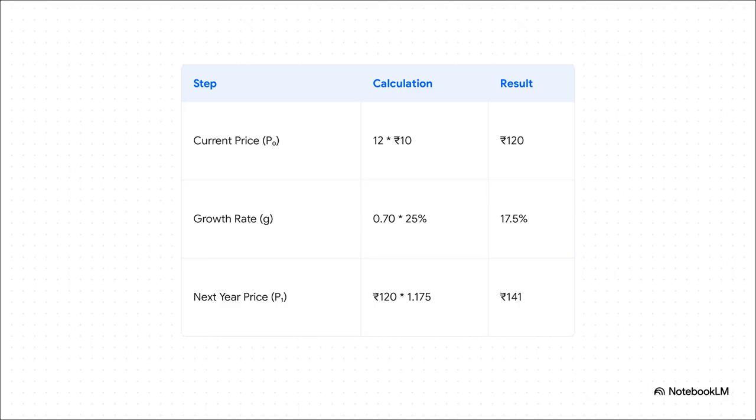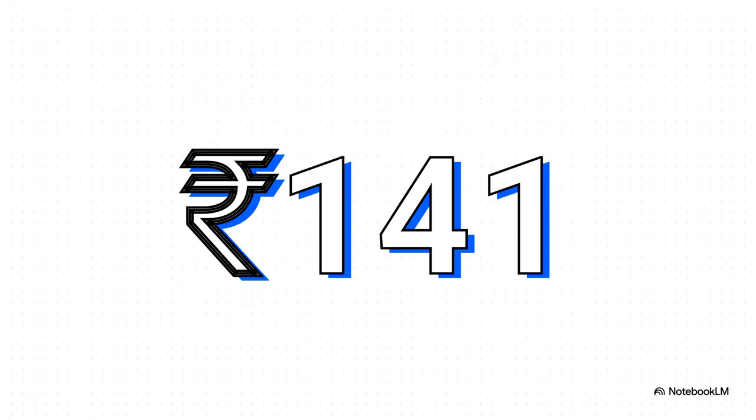Next, we calculate the new growth rate, G, using our new 70% retention ratio. Finally, we just apply that growth rate to today's price, and that gives us next year's price. And there you have it, 141 rupees. Think about that for a second. That simple strategic shift in their retention policy is expected to boost the share price by 21 rupees in just 1 year. That is value creation in action.